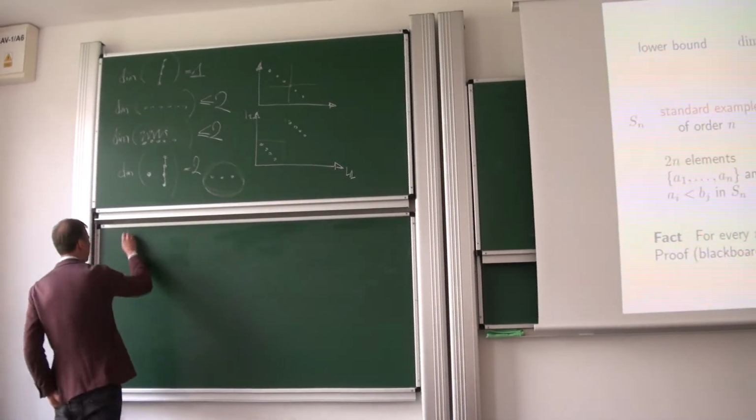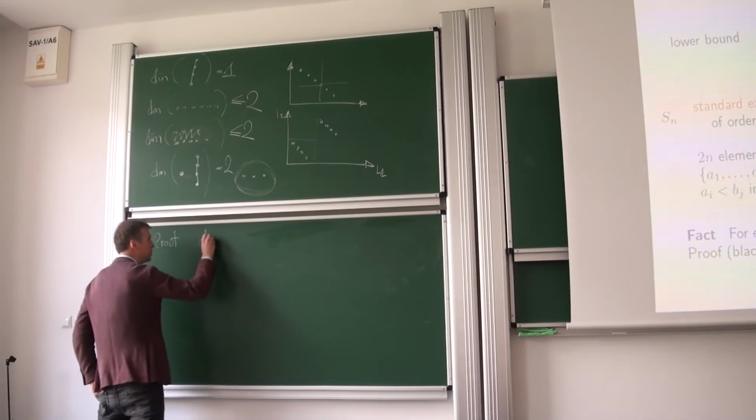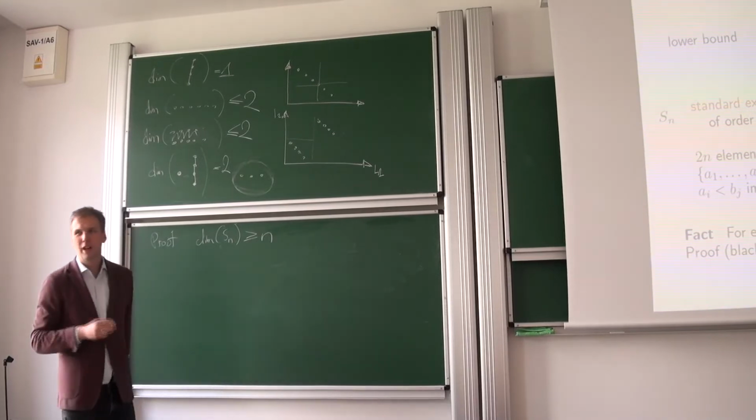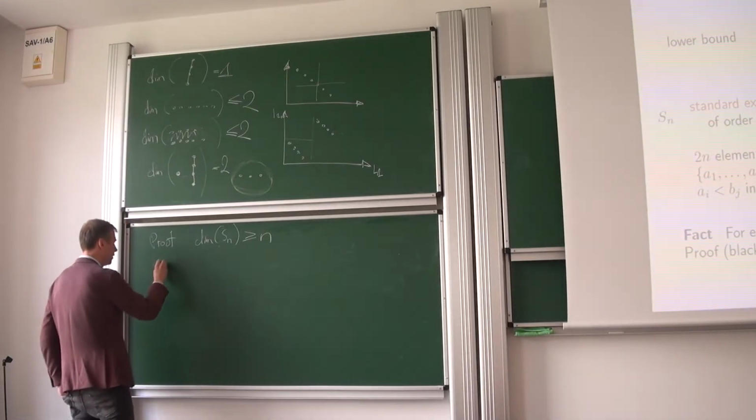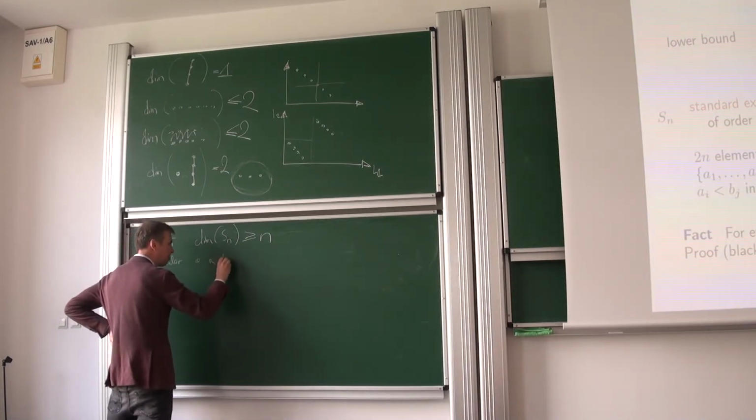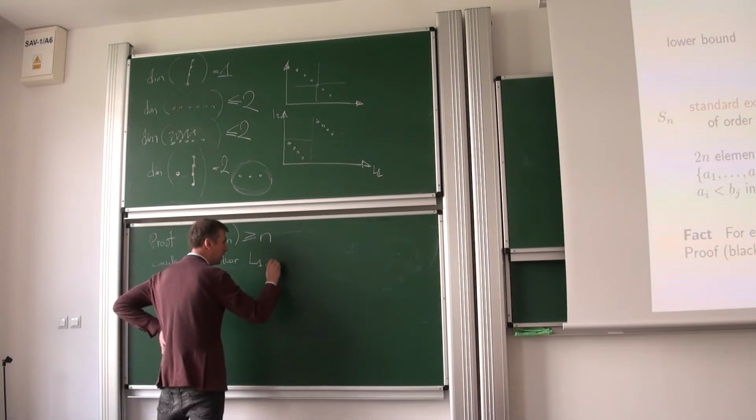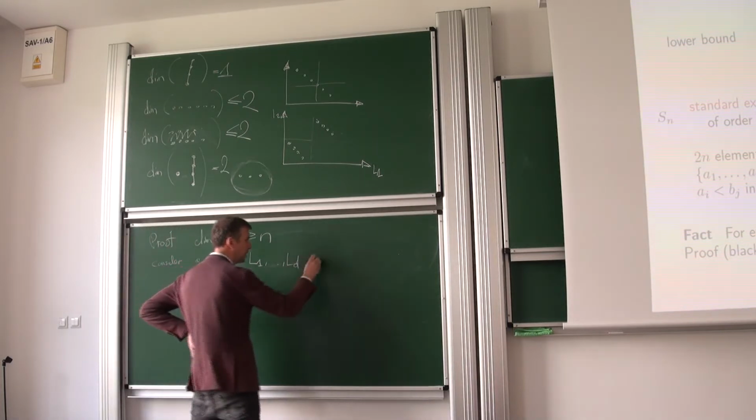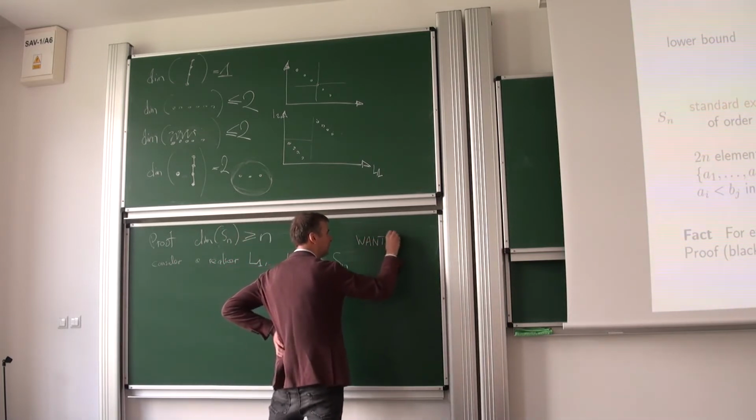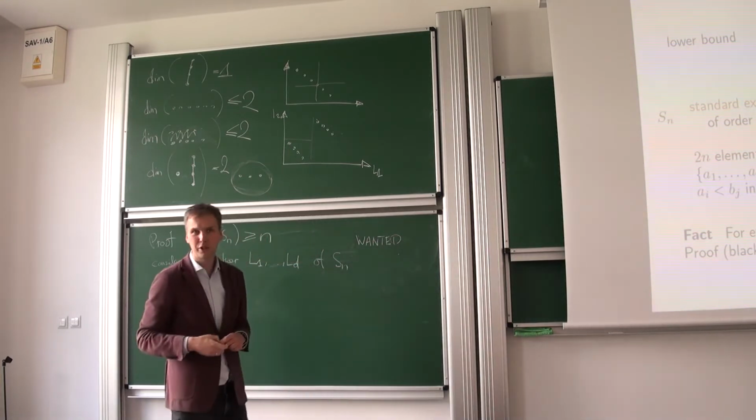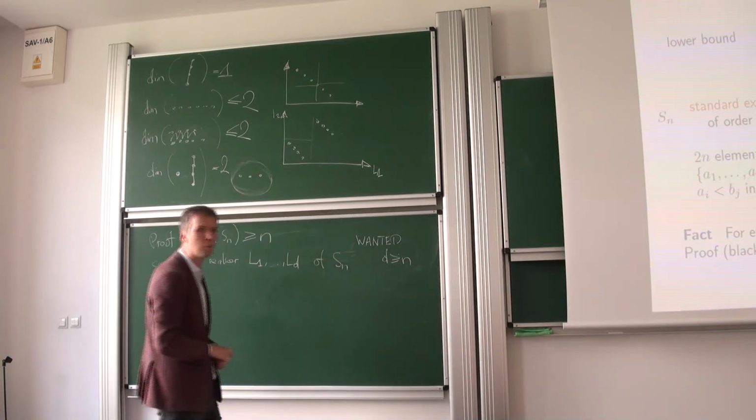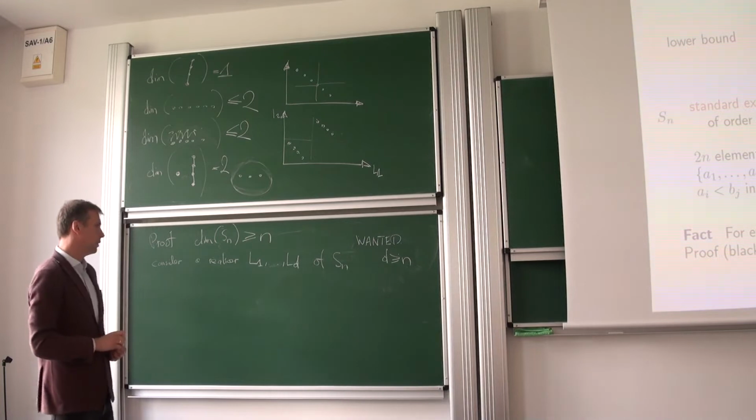Yes, so we want to prove that the dimension of Sn is at least n. How do we argue? Well, consider a realizer L1 up to LD of Sn. And what do we want to argue here? We want to argue that this realizer is large. So we want to argue that D is at least n.